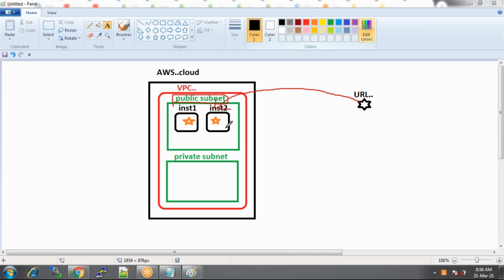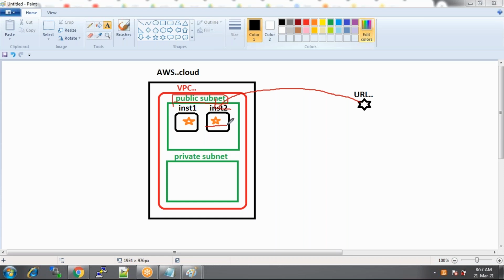Look at the application. This is a web application, an email application, right? Since it's a web application, it can be accessed globally by internet users. This application is open to all users. That's why I have deployed this application on these instances, which are running on a public subnet.